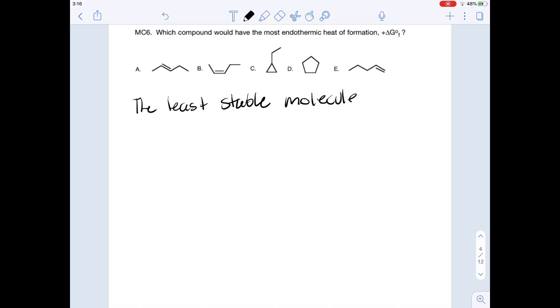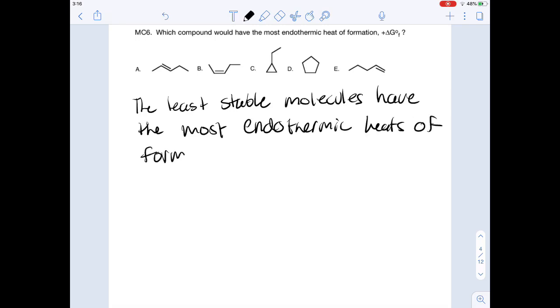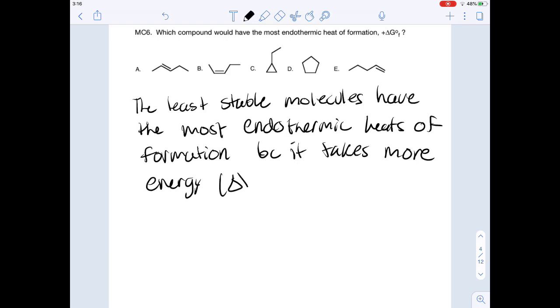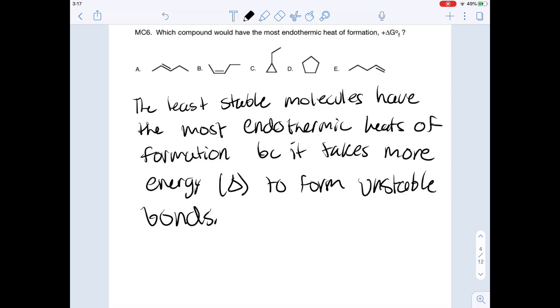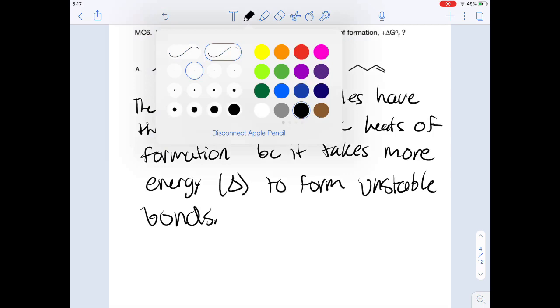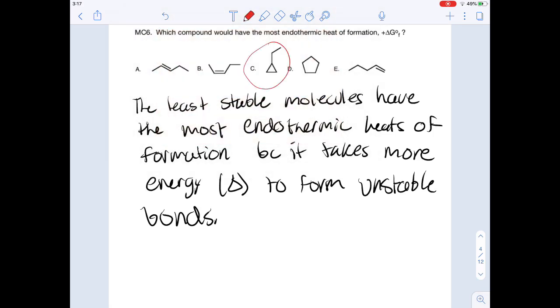The least stable molecules have the highest heat, or most endothermic, I should say, heats of formation, because it takes more energy, which we all know heat is a form of energy, to form unstable bonds. So all this question is really asking us is which of these molecules is the least stable, and as you guys can probably figure out very easily, it's going to be C, because even 4-membered rings are unstable, 3-membered rings are almost unheard of. So the answer to multiple choice 6 is going to be C.